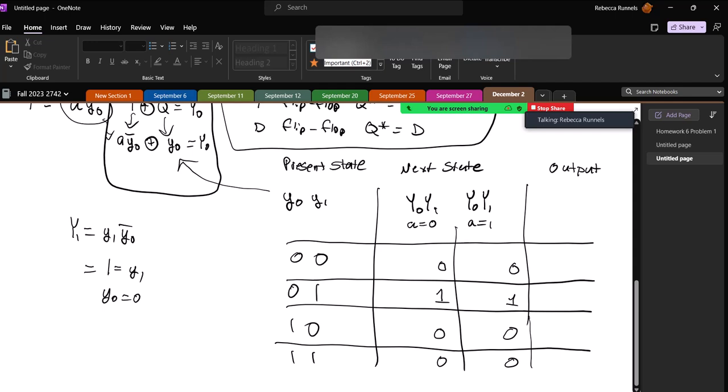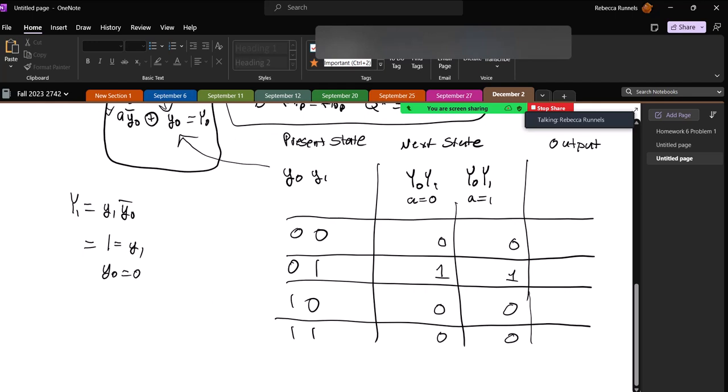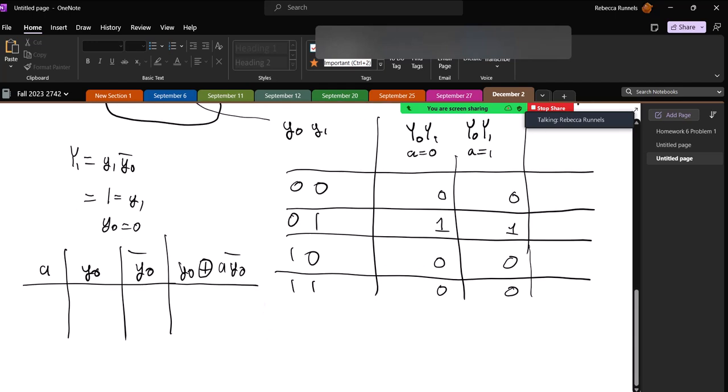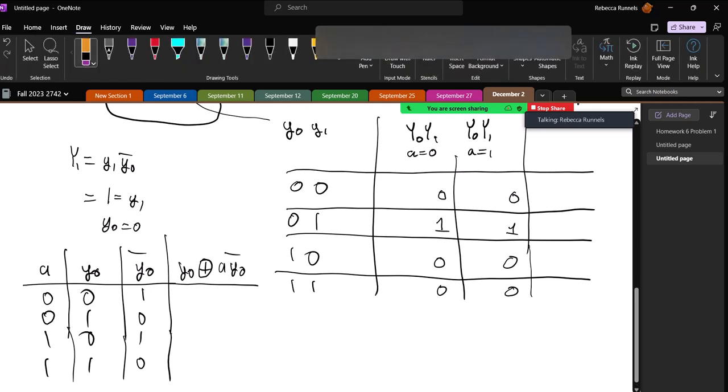Okay, so now let's look at Y0. That one is a little harder to see, so I'll make a truth table for that. My two variables are A and Y0. I've also got Y0 not, and then Y0 exclusive OR Y0 not. Four possibilities, and then I'll fill this in. You need to remember how an exclusive OR works. Oh wait, I want one more column. This is all for capital Y0.